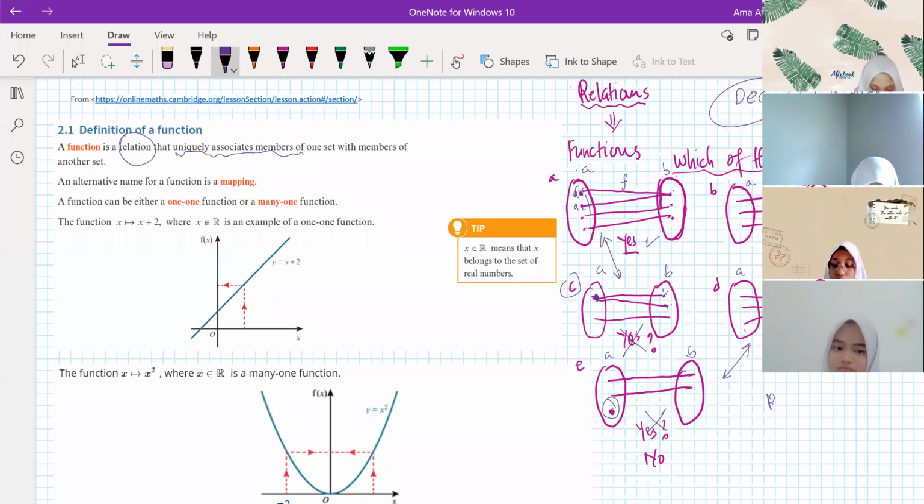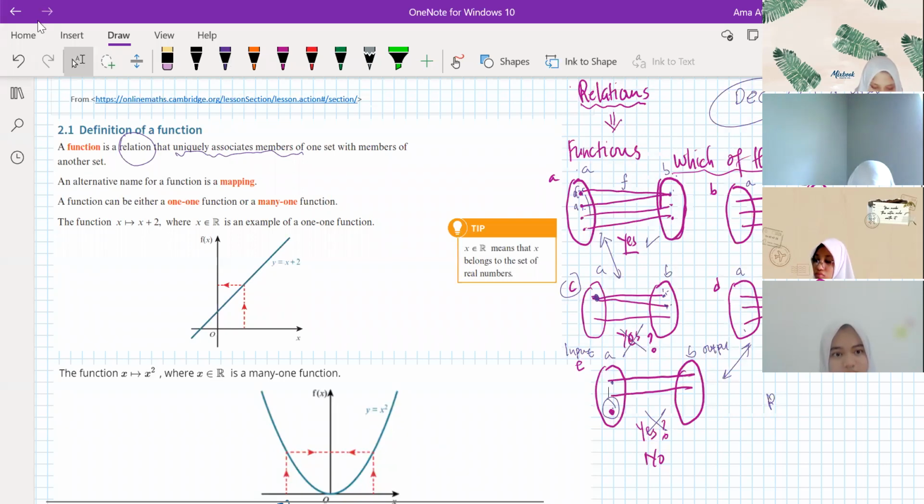Later on, for the first diagram here, we will call this the input, and the second one is the output. And the relation that maps from A to B is what lets us figure out whether it is a function or not a function. The relation between A and B can define whether it is a function or not.